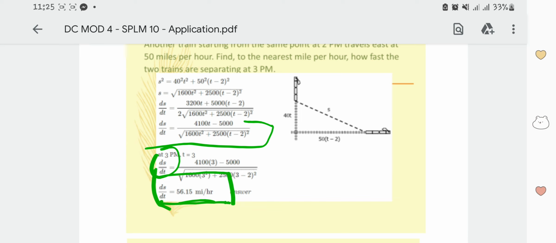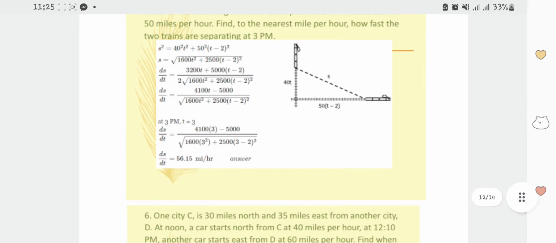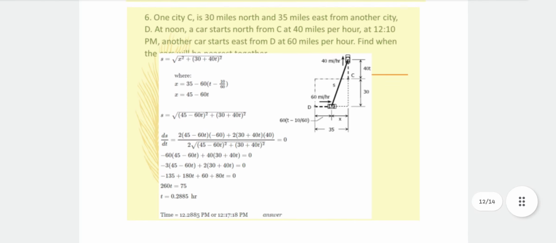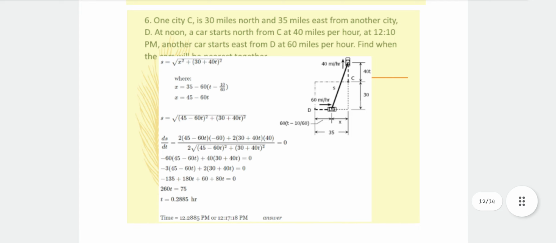Okay, so let's proceed to number 6. Almost there, second to the last. So, city C is 30 miles north, and city D is 30 miles north and 35 miles east. So, this is city C, this is city D. At noon, a car starts north from C. So, the car goes from here up.